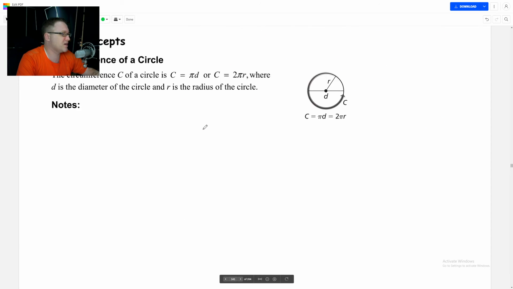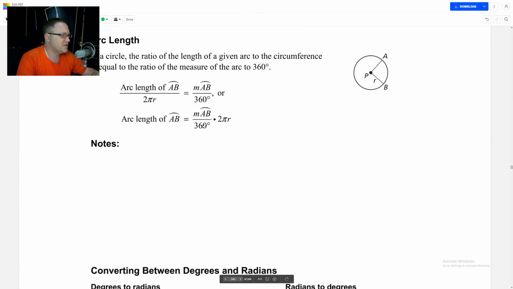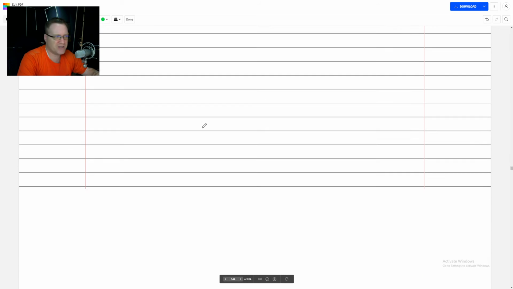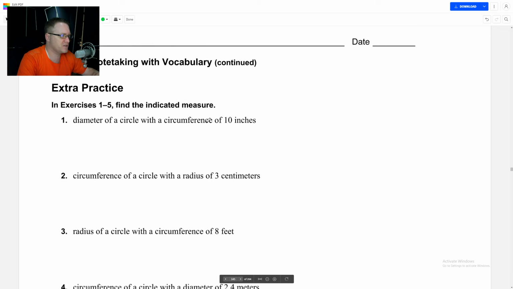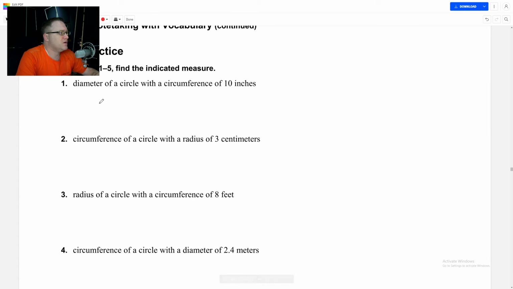So I'm going to scroll down to our examples now, and we'll do a few examples. Like I said, today will be probably a pretty short lesson. Let's look at this one. Find the diameter of a circle with a circumference of 10 inches. So we have a circle. They tell us that the circumference, the distance around, C, is 10 inches, and we want to know what D is.